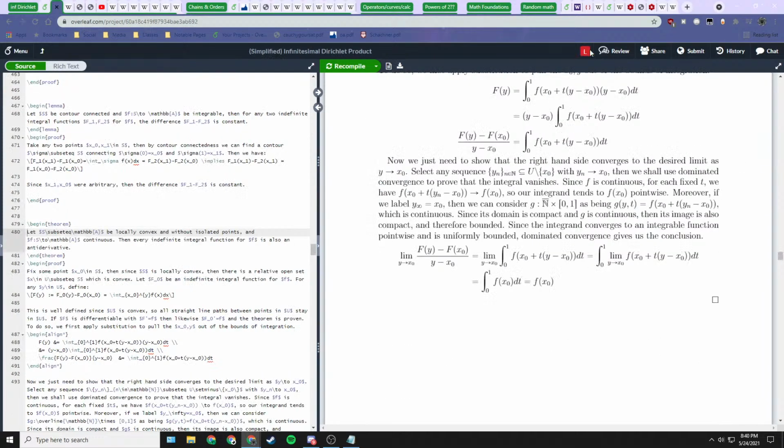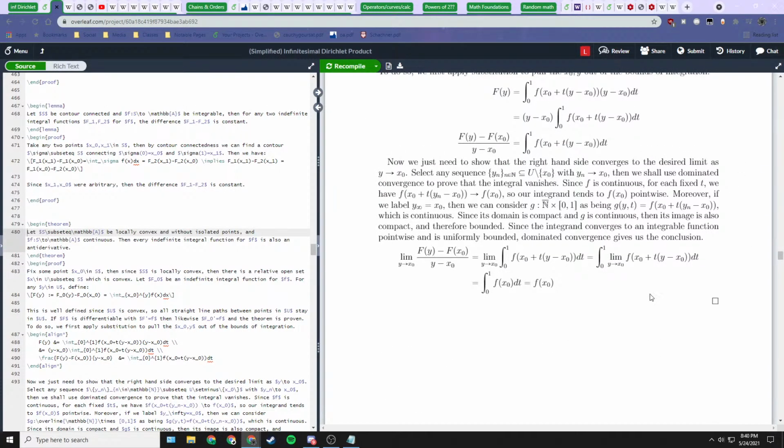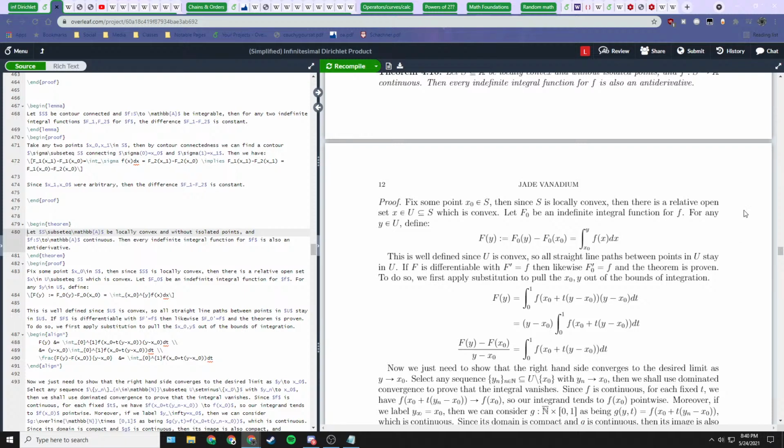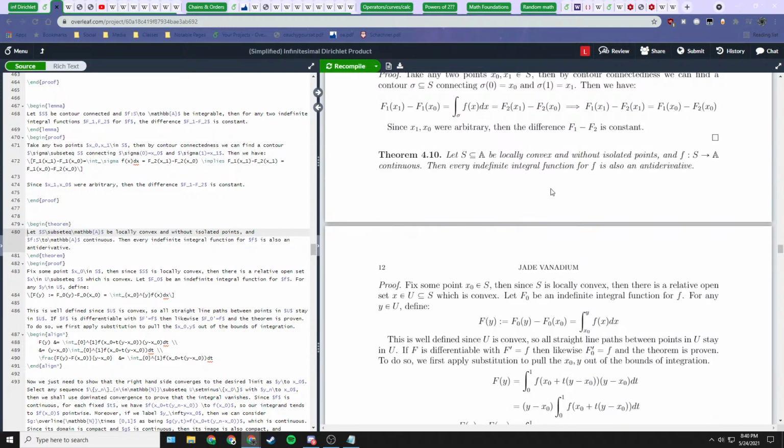This is interesting, though. This essentially is showing us that if we have path independent integration, if we have an indefinite integral function, then we have an antiderivative. And if we have an antiderivative, then we have path independent integration.